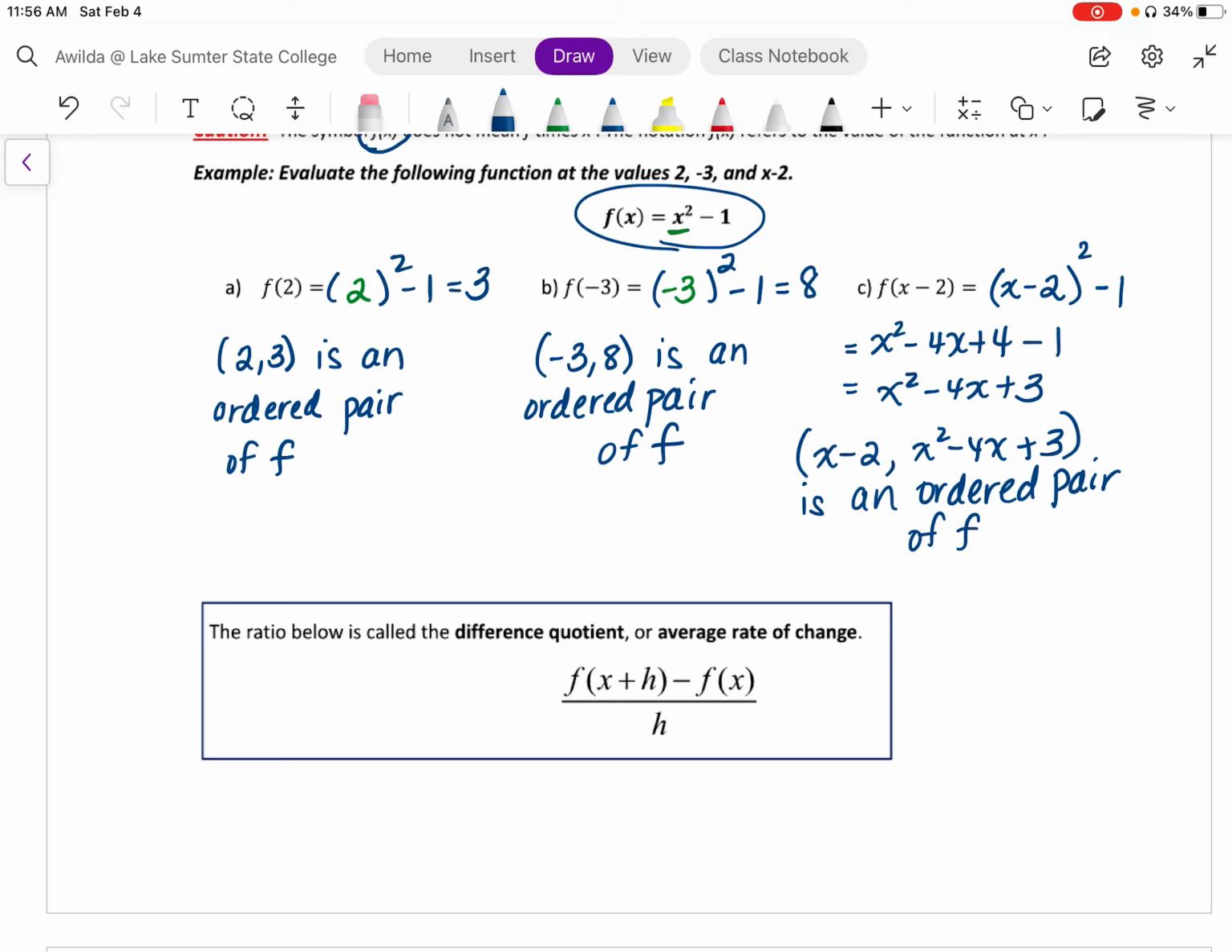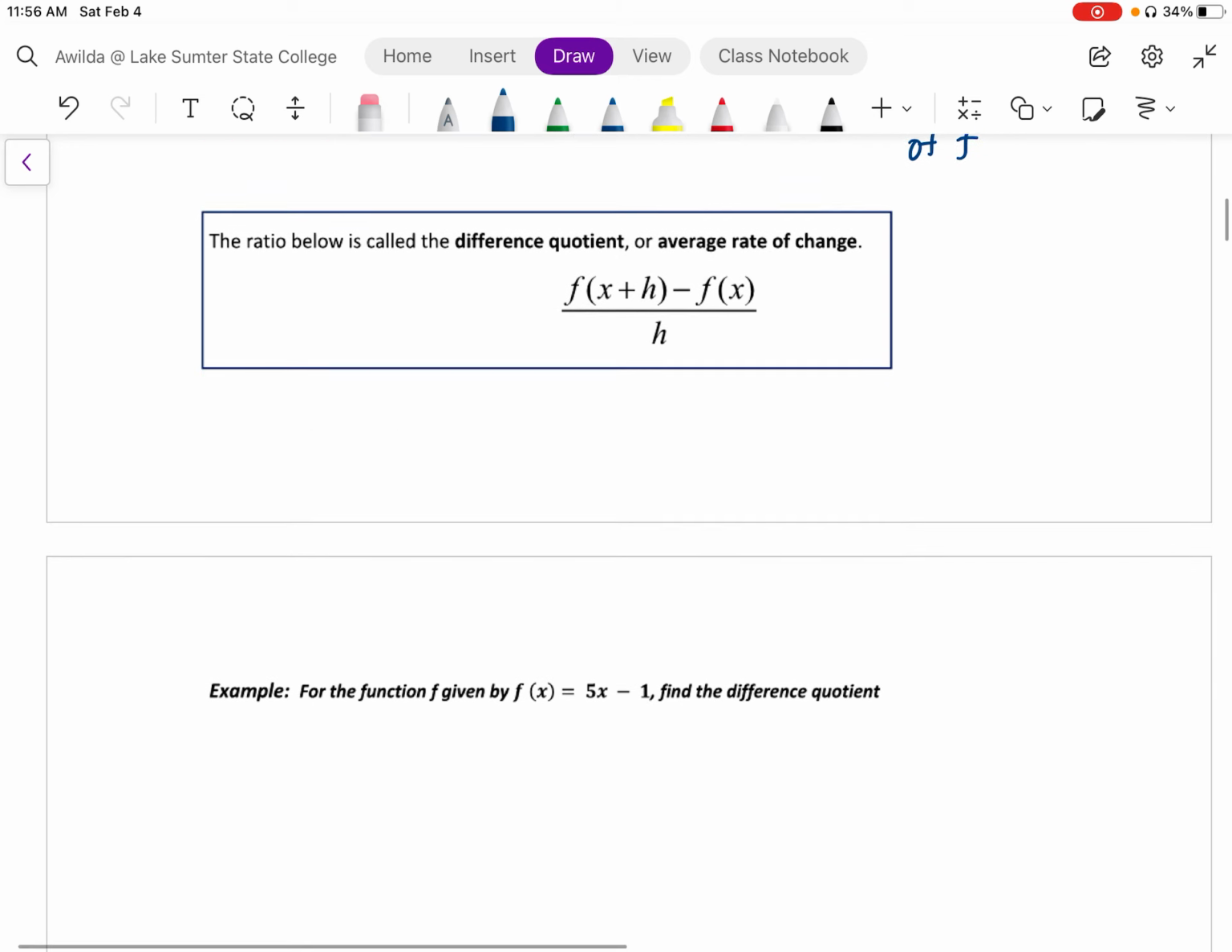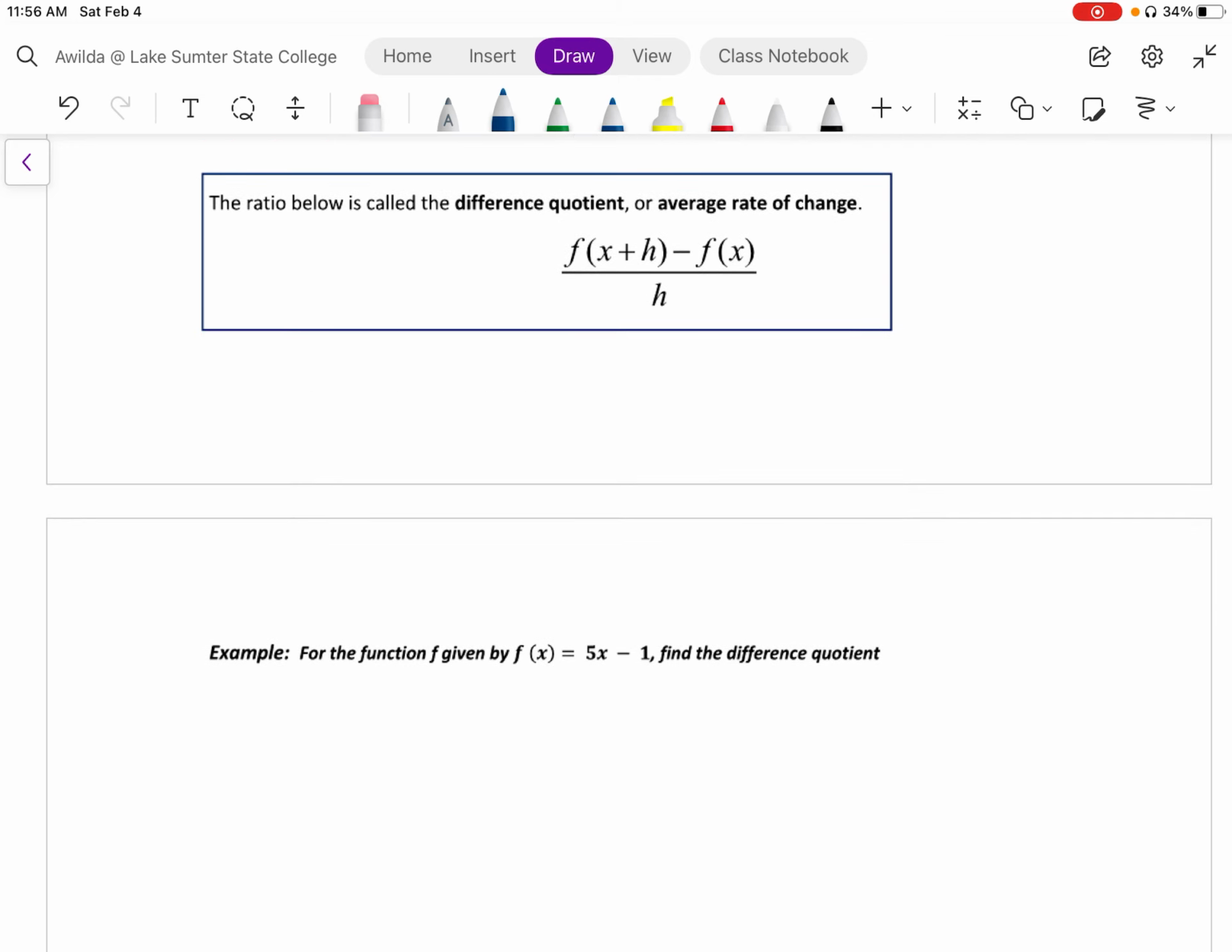This is a very cumbersome task depending on the complexity of the function f. So we'll practice with a few examples. Certainly you'll practice more as you work through your homework assignments. But let's look at the following example. We have f of x is equal to 5x minus 1. And we are asked to find the difference quotient.